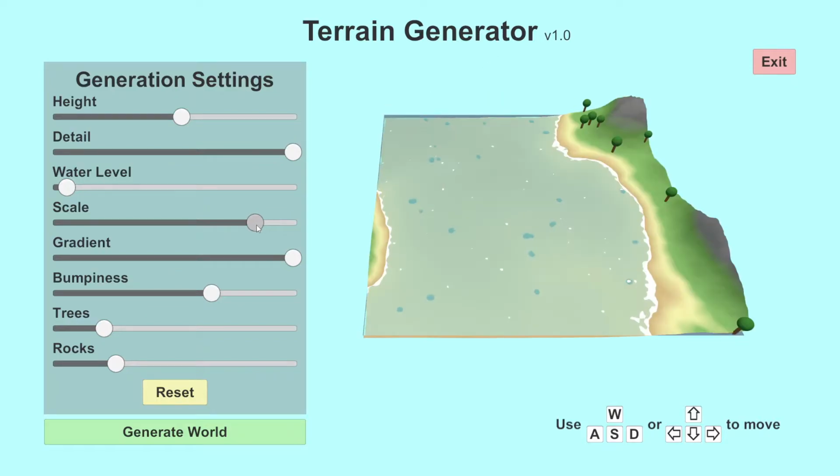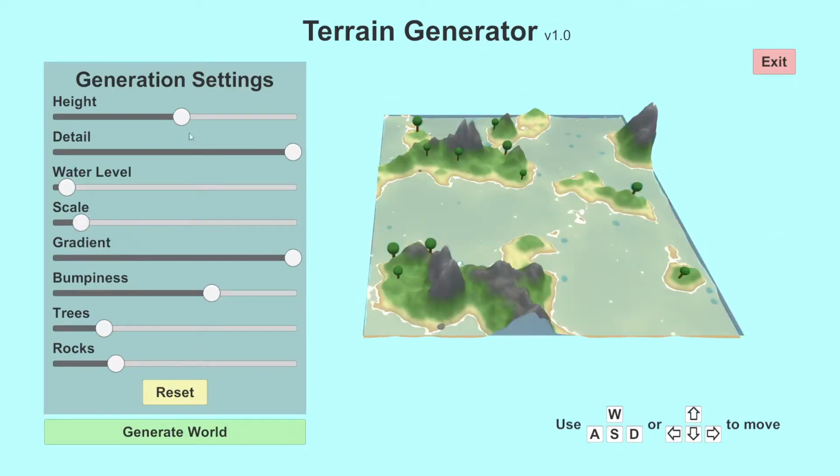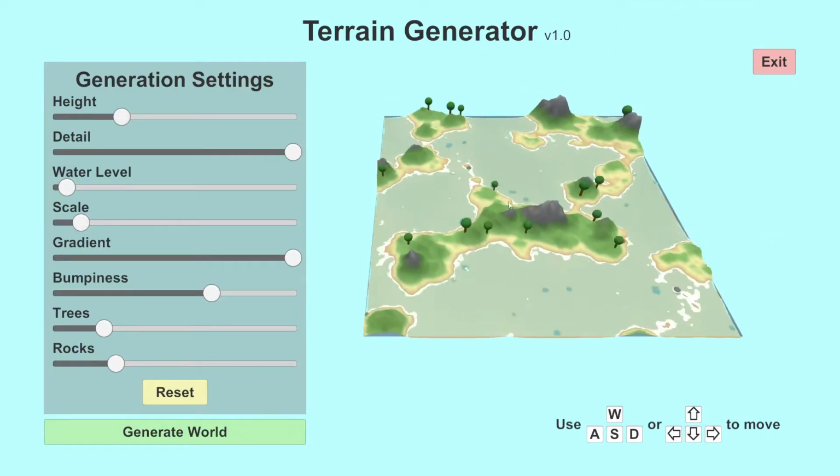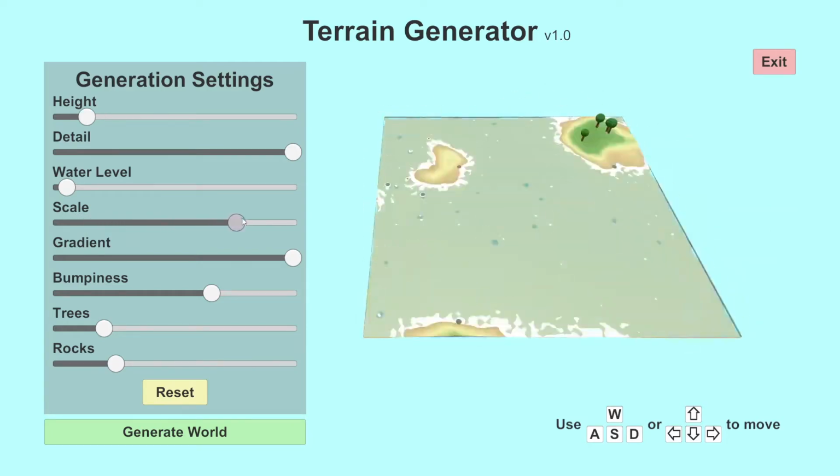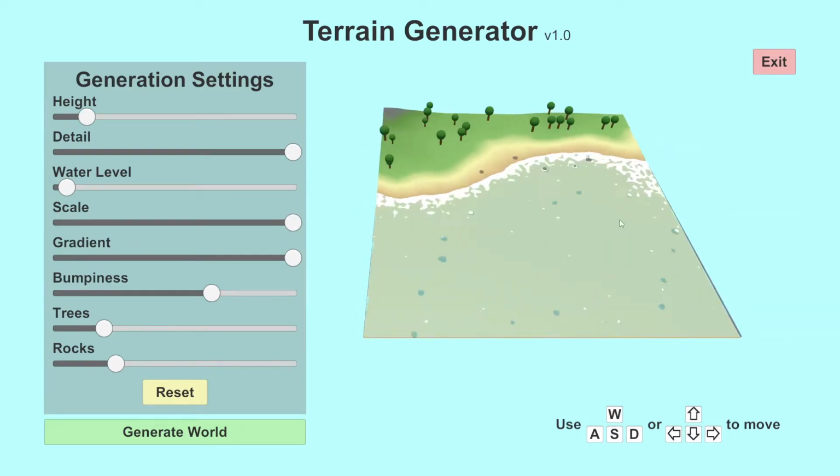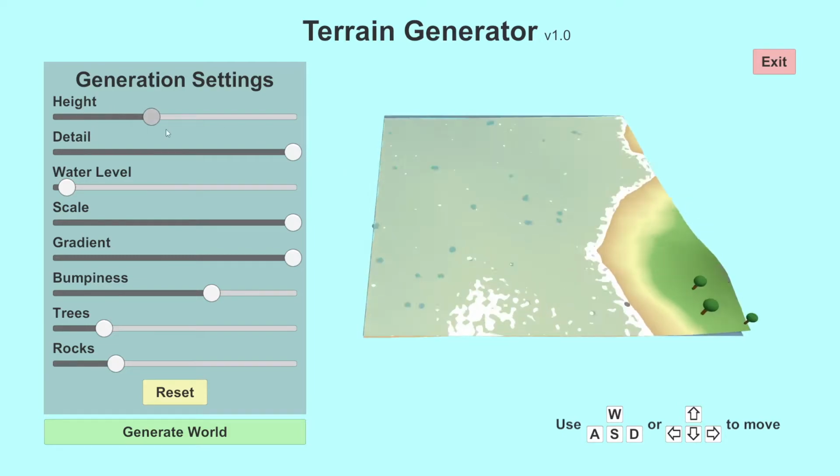The scale is sort of how zoomed in we are, so with the small scale we have these little islands. And with the large scale we've got much bigger islands.